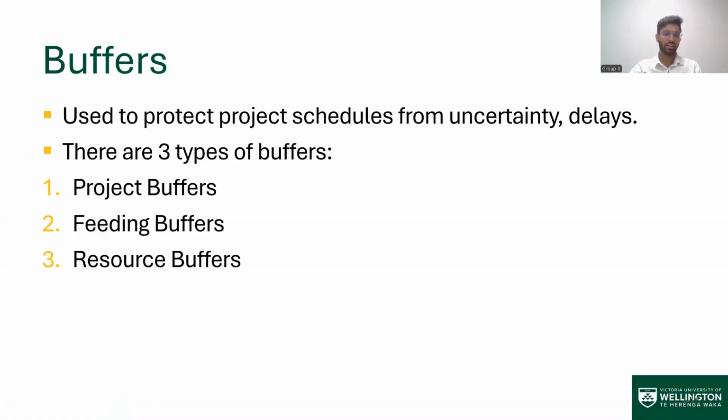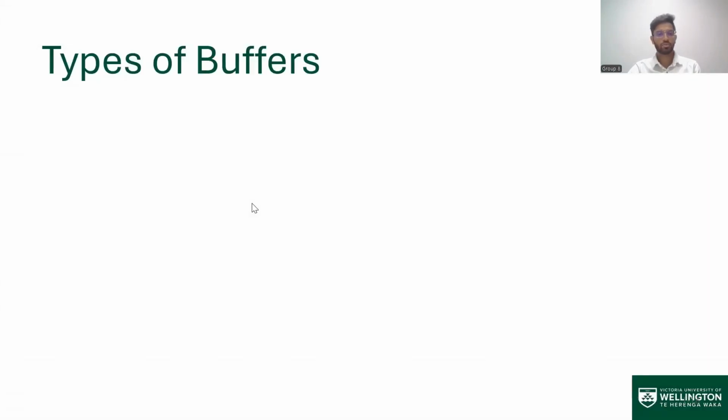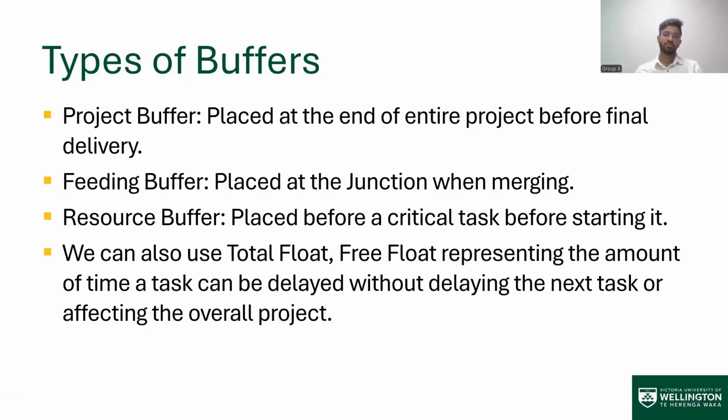There are usually three types of buffers: the project buffer, the feeding buffer, and the resource buffer. The project buffer is placed at the end of the project, so that if there are any delays, caused by uncertainties within the team itself, they can use this buffer period and complete the work within the deadline.